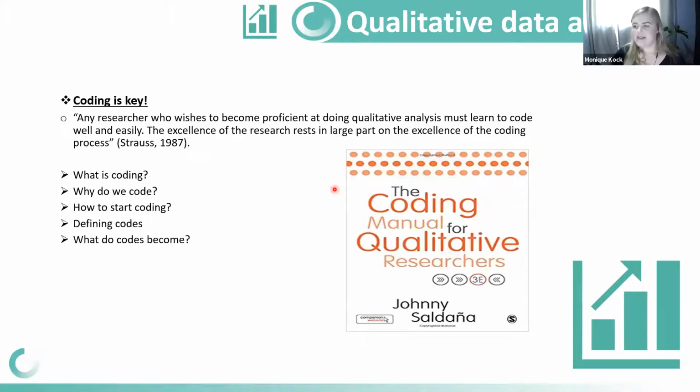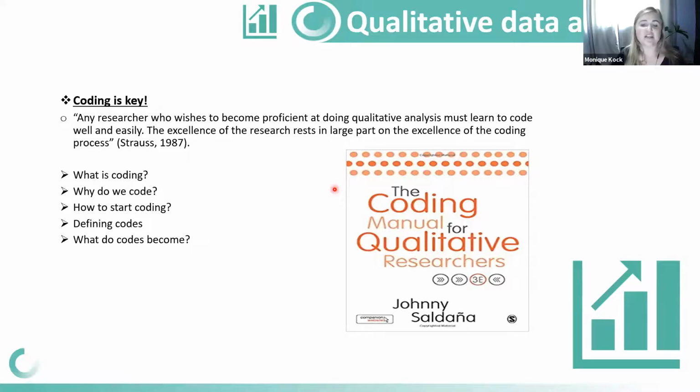So with regards to qualitative data analysis, the important thing that you need to consider is coding. Coding is the most important process of qualitative analysis. Any researcher who wishes to become proficient at doing qualitative analysis must learn to code well and easily. The excellence of the research rests in large part on the excellence of the coding.